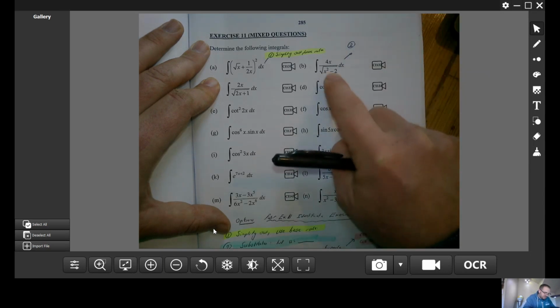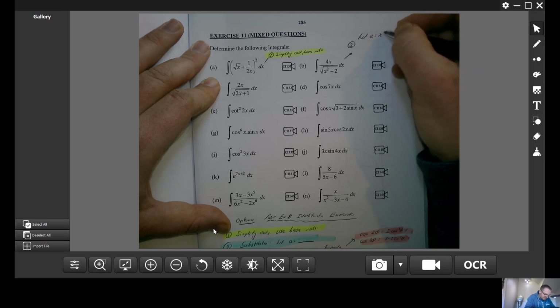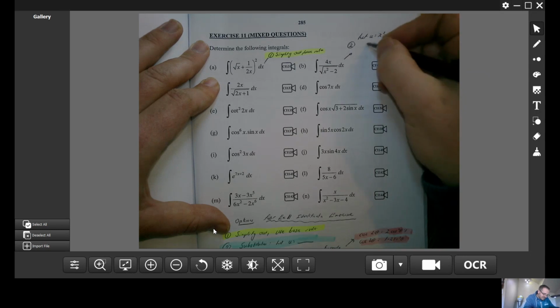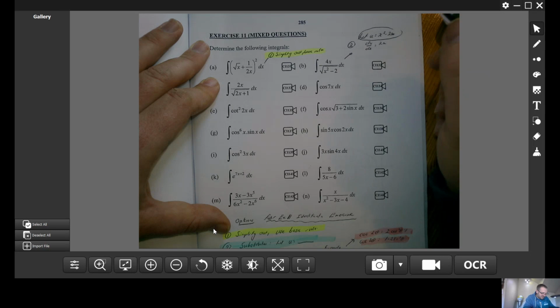Well, how can I use a substitution? Because if I differentiate x squared minus 2, I get 2x. So you're going to let u be equal to x squared minus 2. Okay? And remember, once you've done that, du dx will be equal to 2x. I don't want you to do the whole thing. I just want you to write that step over there for me, etc. So you got to get rid of the 4, etc. So you got the idea.